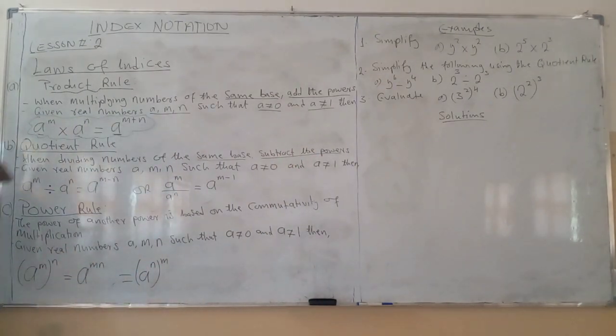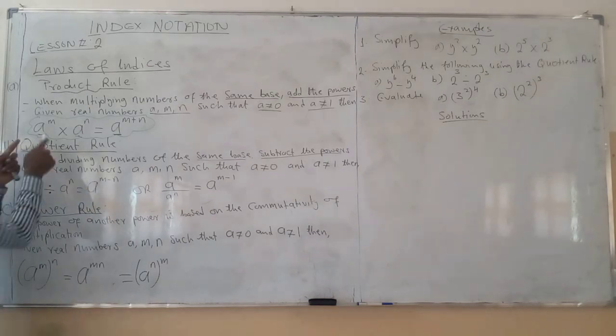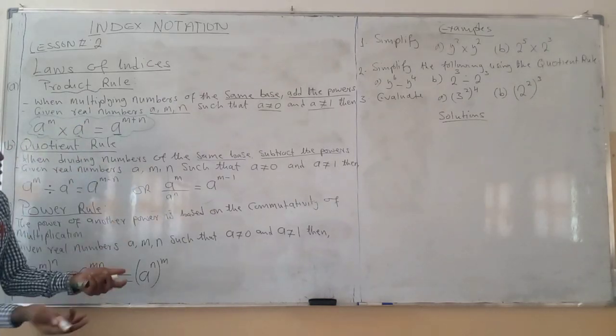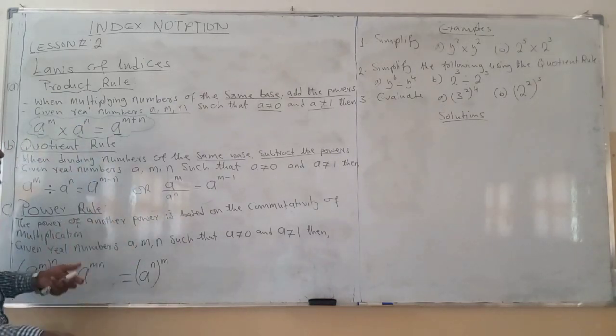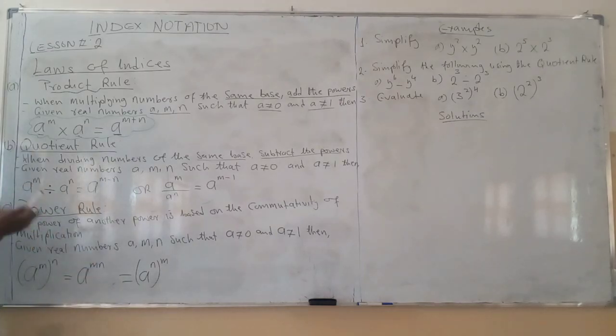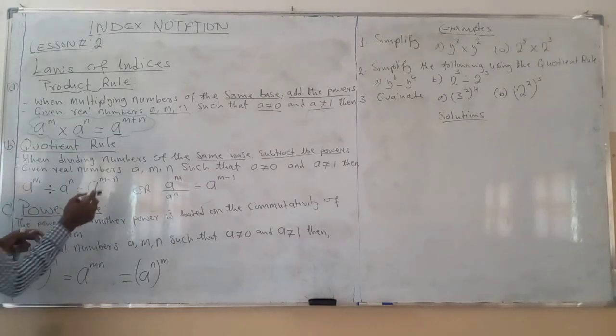Now remember the product rule, which is multiplying: when the bases are the same, we add the powers. Then you continue simplifying. On division, which is the quotient rule, when you are dividing numbers of the same base, what you need to do is just subtract the powers.